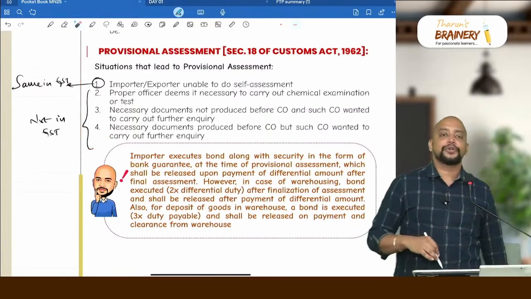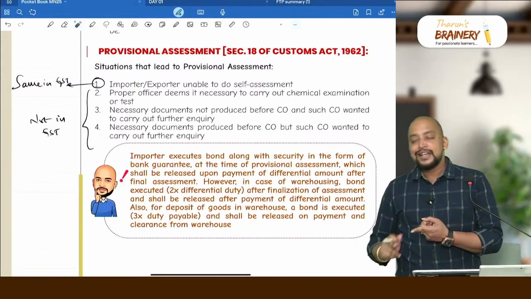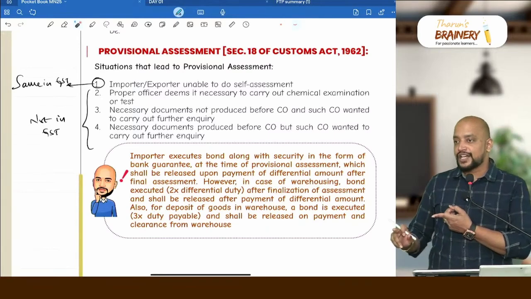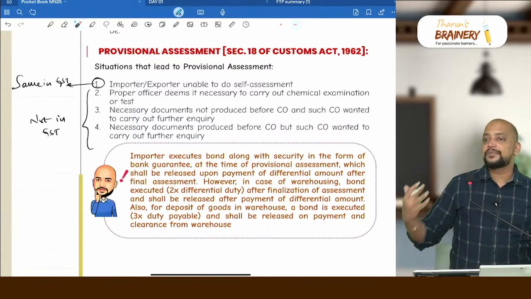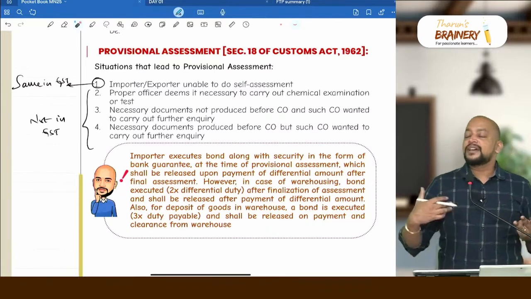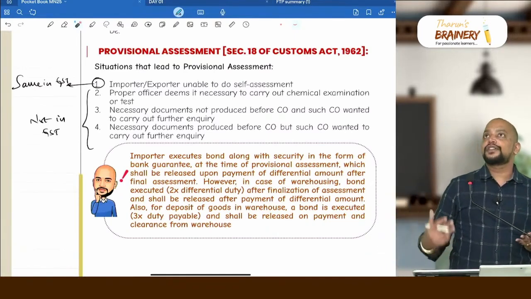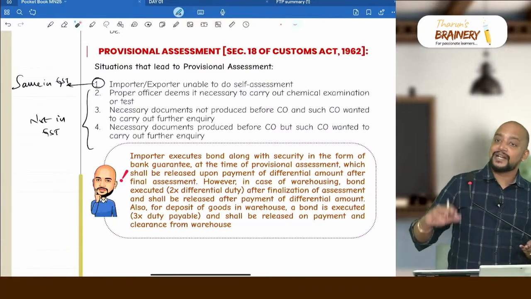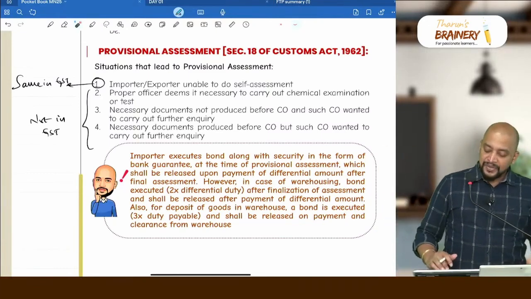This can be asked as a short note question. What are the situations that lead to provisional assessment? You need to write. Number 1, when the importer or exporter is unable to determine because of the rate or value. Number 2, where the imported goods require chemical examination or test. Number 3, where necessary documents are required to be produced but the person has not produced them. Number 4, where the required documents have been produced but are not sufficient.